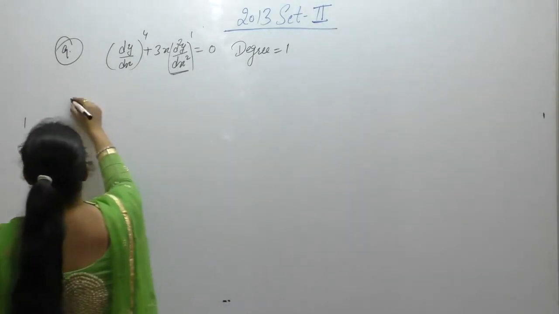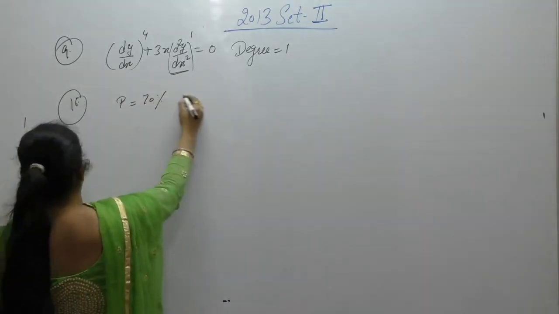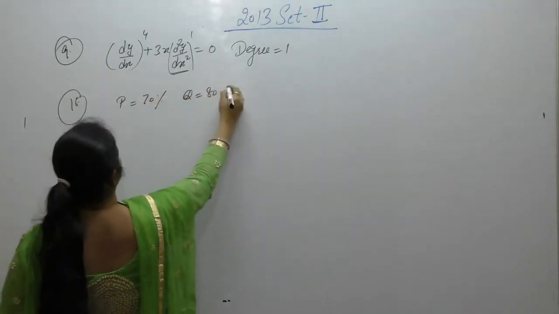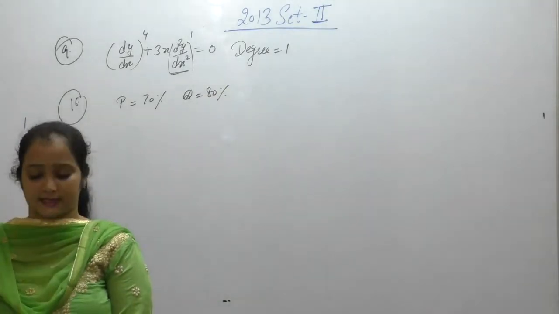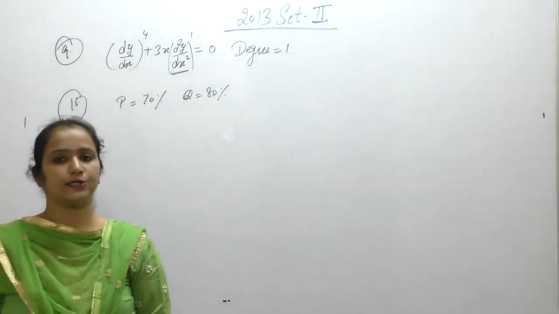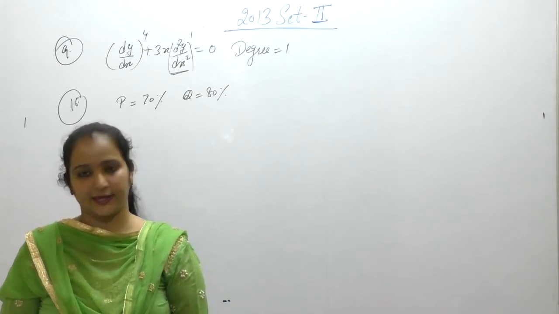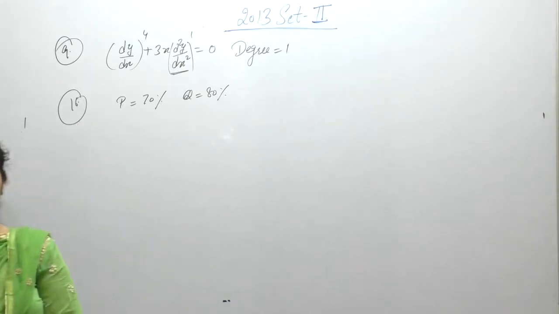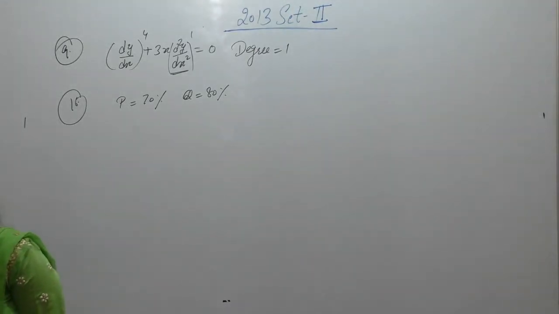Next one is: P speaks truth in 70% of the cases, Q in 80% of the cases. In what percent of cases are they likely to agree in stating the same fact? Do you think when they agree, it means both are speaking the truth? When they agree, it means both are speaking the truth.